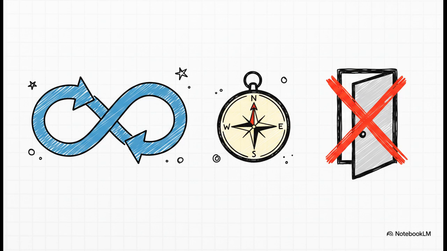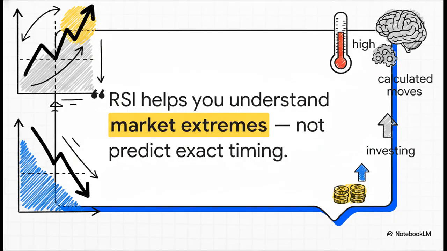Why? Because markets can stay overbought for surprisingly long periods of time, and timing the exact top perfectly, that's virtually impossible. So the absolutely crucial takeaway is this. RSI helps you understand market extremes, not predict exact timing. It's a really helpful guide, definitely not a crystal ball. Use it to inform your strategy, to check the market's current temperature, and to make smart, calculated moves at the margins. That is how a focused learner practices truly smart investing.